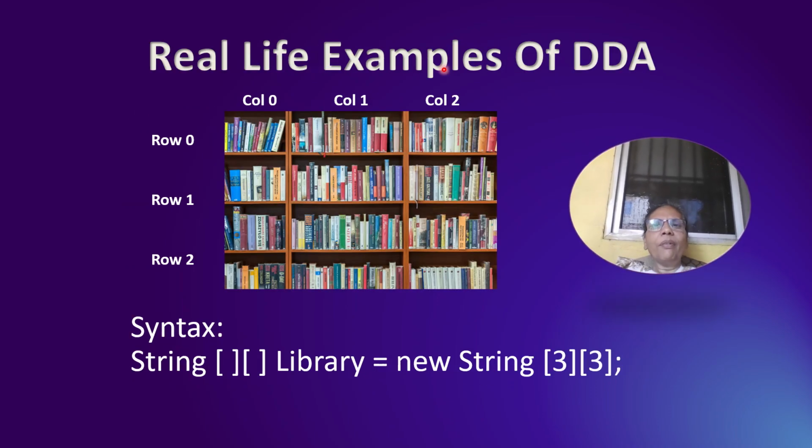Another example of double dimension array over here is the library where we are storing the rows. There are 3 rows and 3 columns. So you can declare string square bracket open close, library is equals to new string, 3 rows and 3 columns.